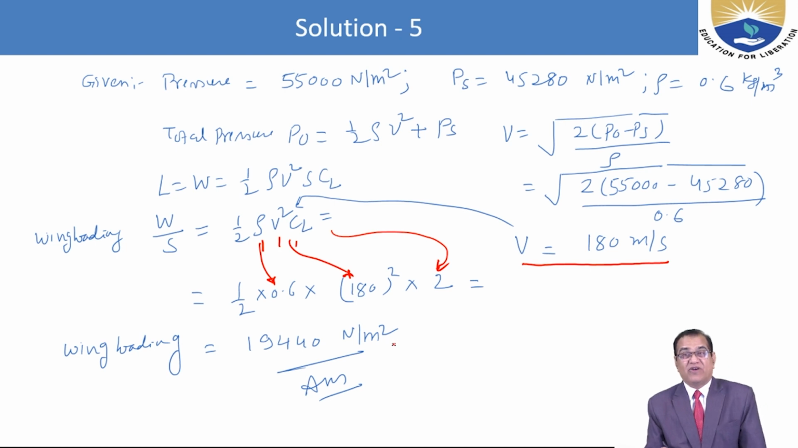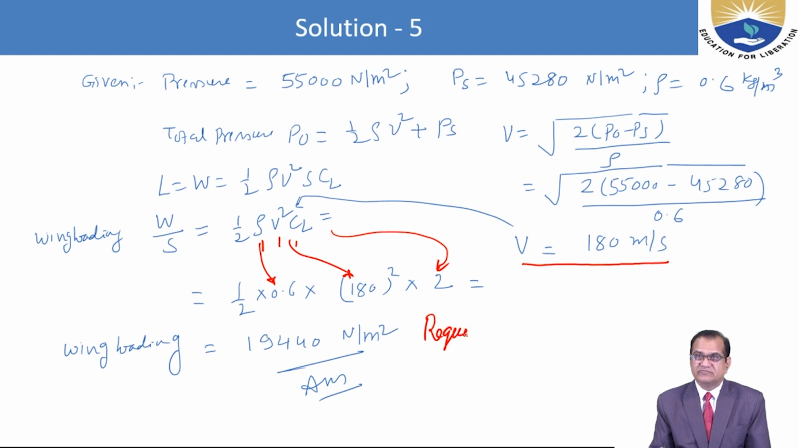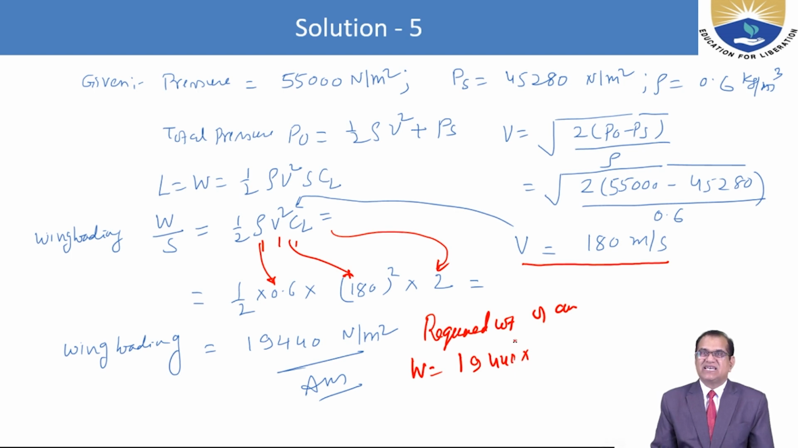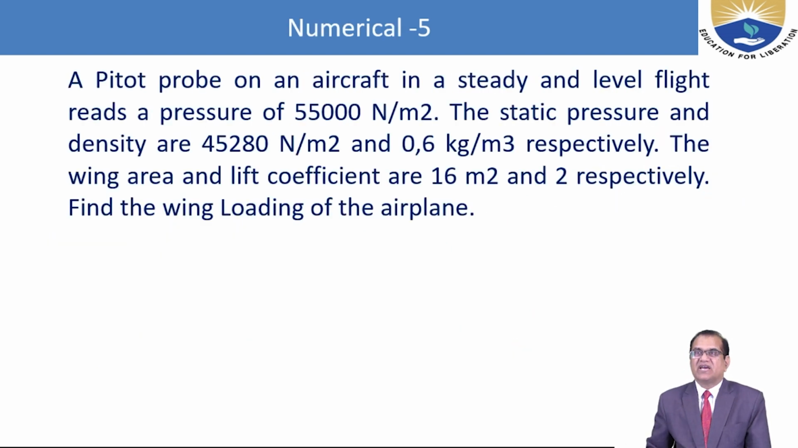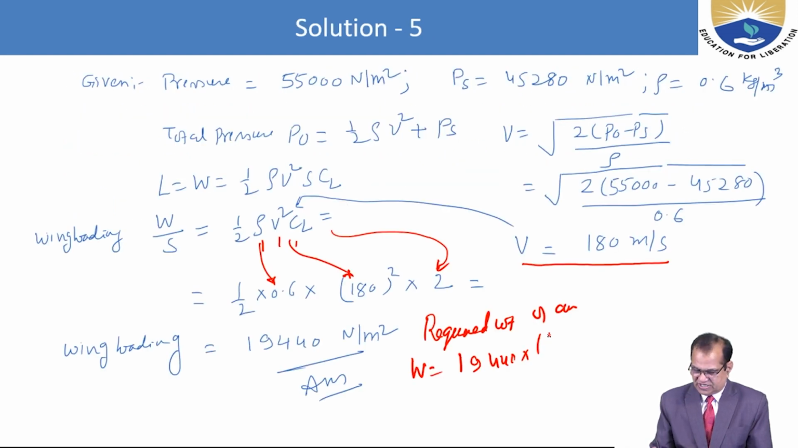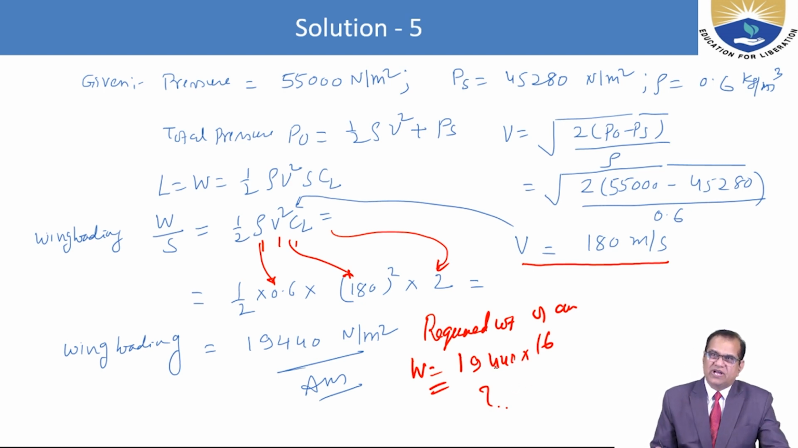Or you can also find out the weight because area is given. So the required weight of aircraft W is equal to 19,440 into S. S is given, 16. So into 16, you will get this value here. I have not calculated it. So this much weight of the aircraft is required for steady and level flight. So this is our solution of problem number 5.